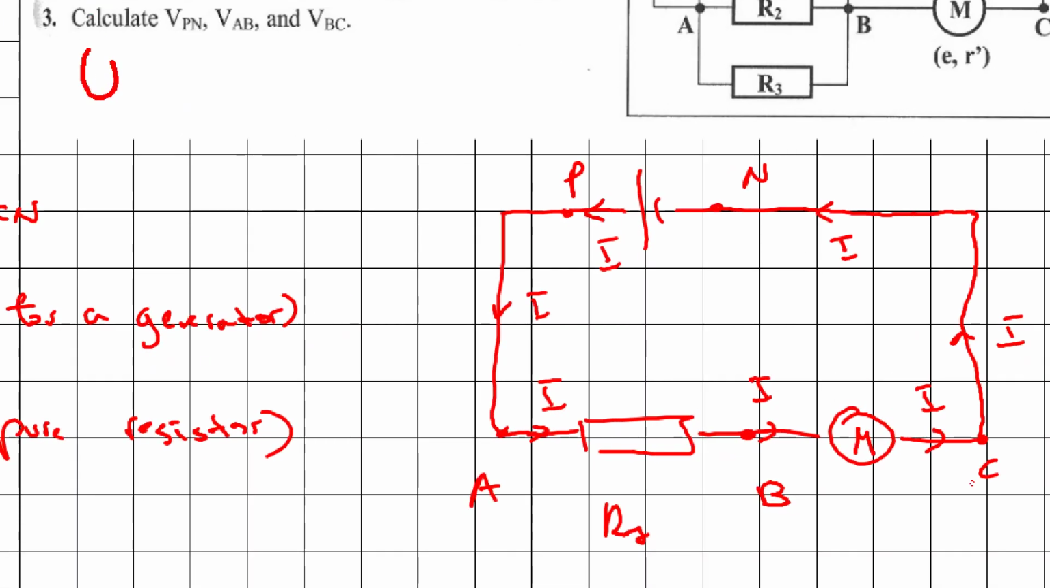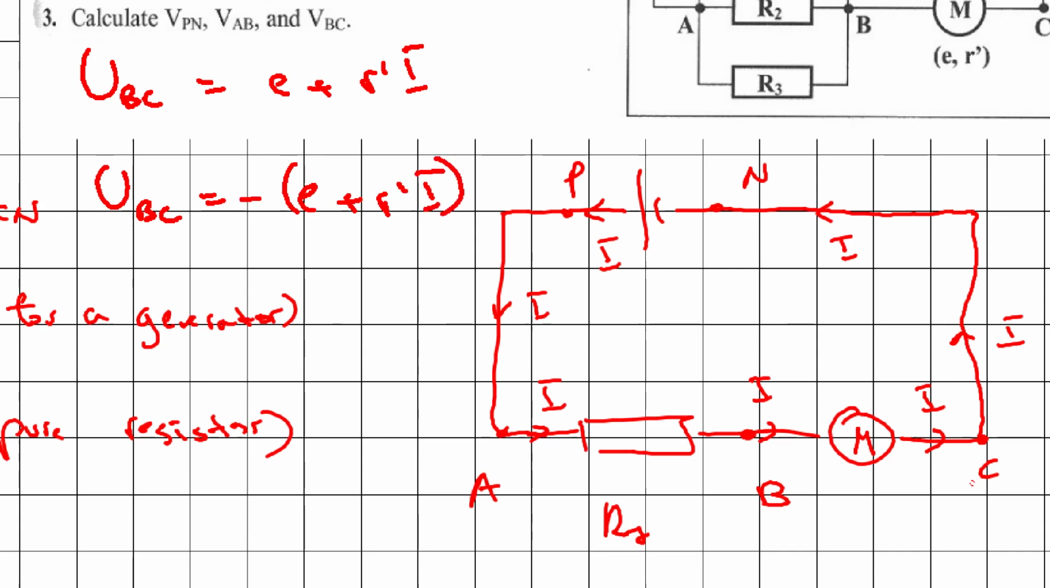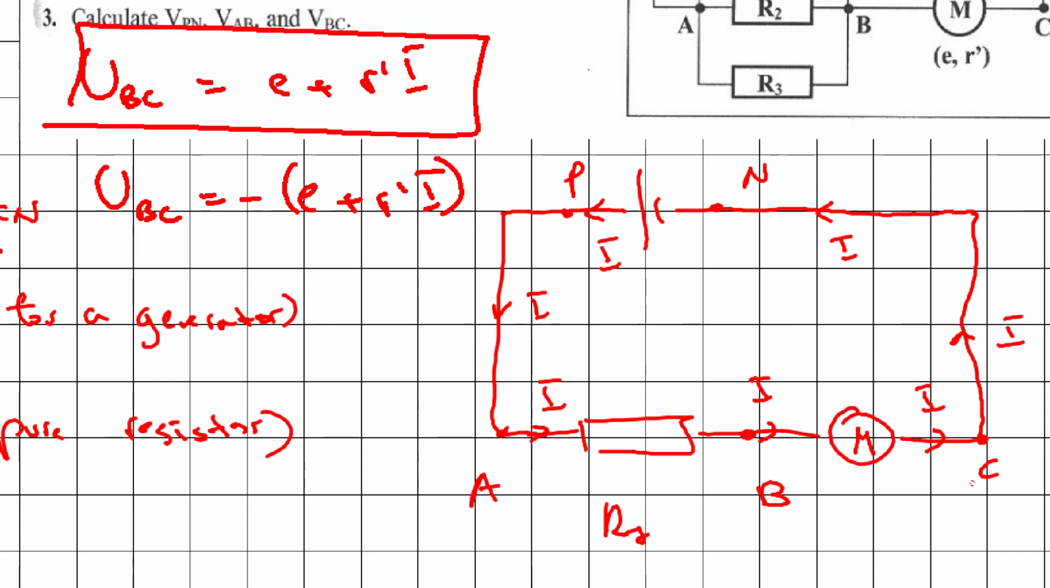Here we have two forms of the voltage UBC across this receiver, and they are given by E plus R prime multiplied by I, and minus E plus R prime multiplied by I, with a minus sign. When do we choose the first one? If you are moving in the direction of the current, because this is a receiver. Since UBC is in the direction of the current from B to C, we will choose this one.